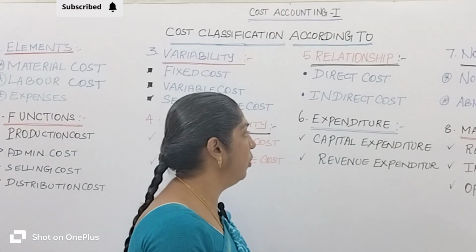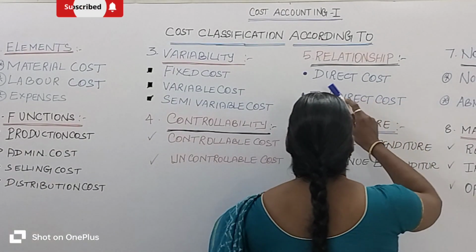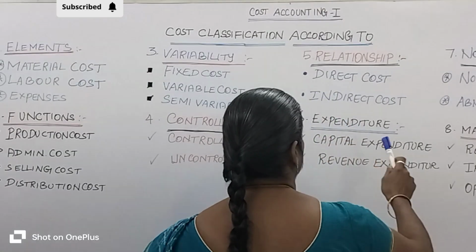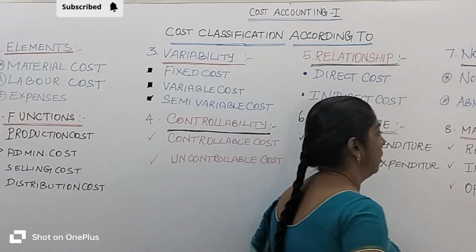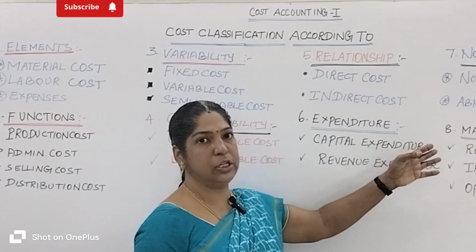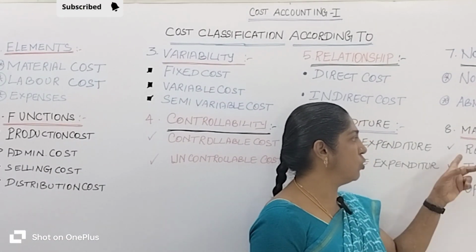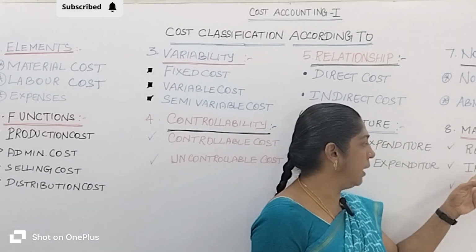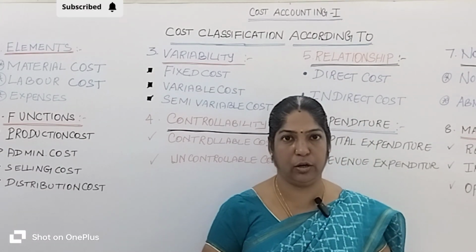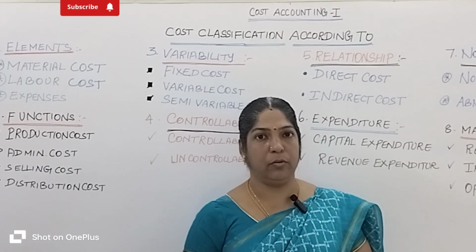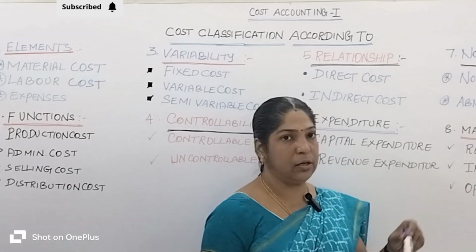Let's come to the last topic, cost classifications according to managerial decisions. Under managerial decisions, costs are classified into three types. What are they? Relevant cost, irrelevant cost, and opportunity cost. Let's see them one by one. First, we take the relevant cost.